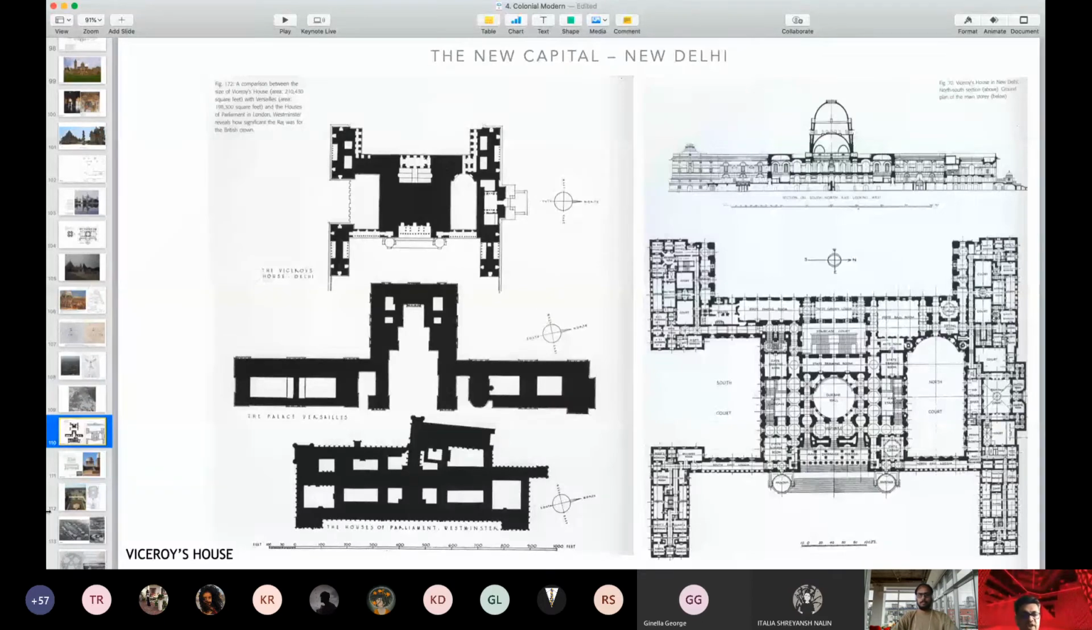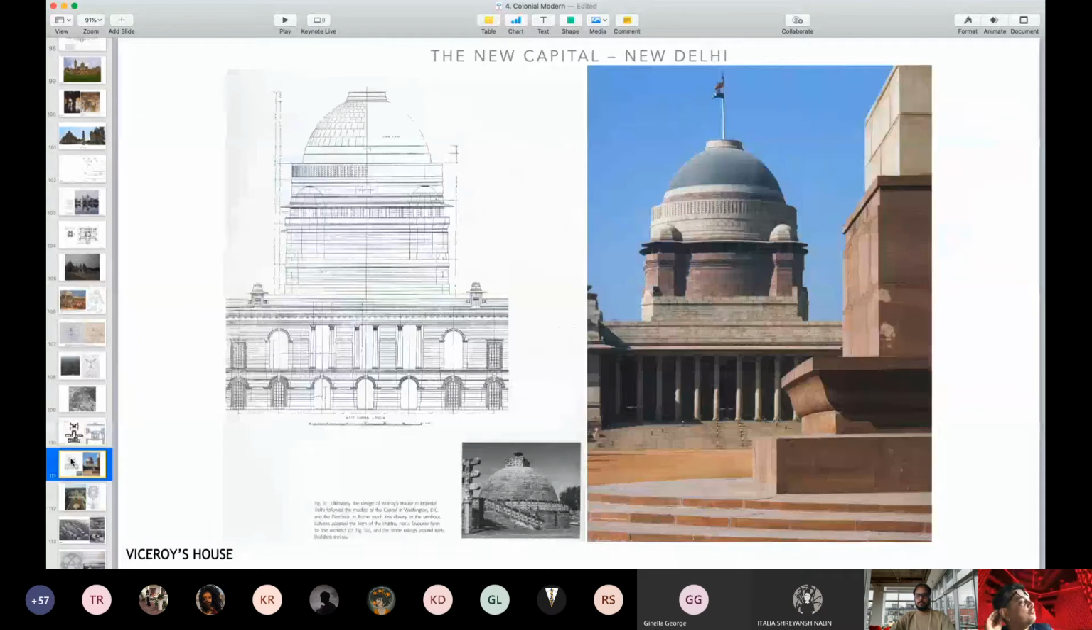So you can see the kind of drawings that are made comparing the size of the Palace of Versailles with the Viceroy's house. The Viceroy's house is really this monumental palace from where the country is to be ruled. And the architecture itself is trying to evoke an amalgamation of, again, Indian and Western.